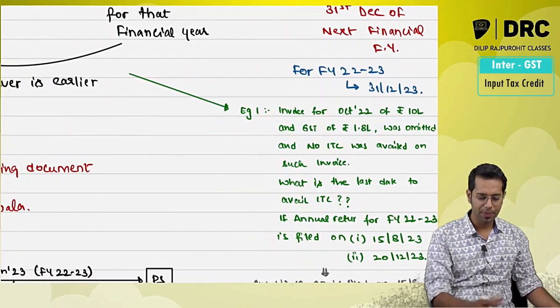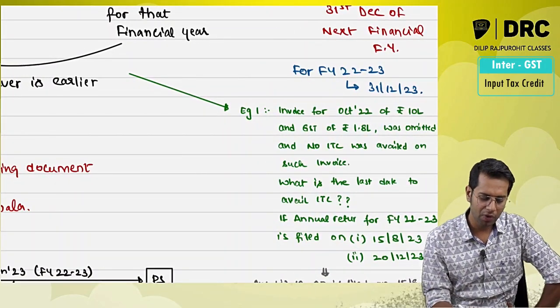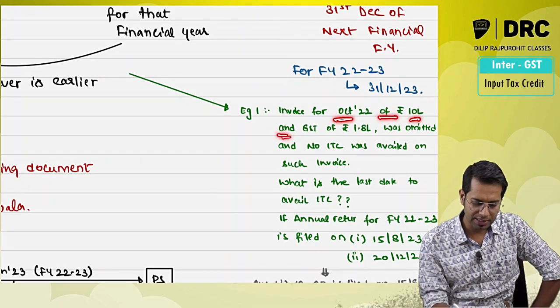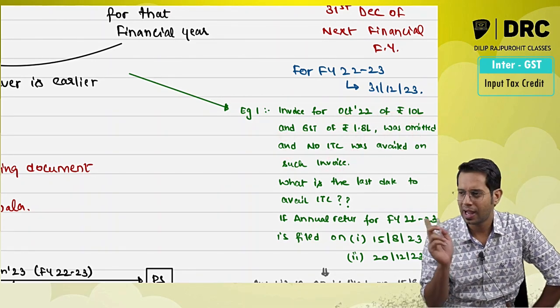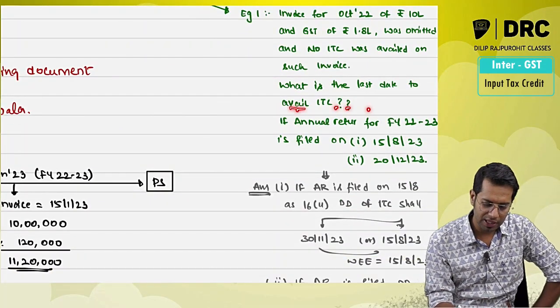Now say, for example, what is the last date of taking input tax credit? We will see with an example. For example, an invoice for October 2022 of 10 lakh rupees and GST amount of 1,80,000 rupees was omitted and no ITC was availed on such invoice. So you forgot, and ITC also was not taken by you. What is the last date for taking input tax credit?